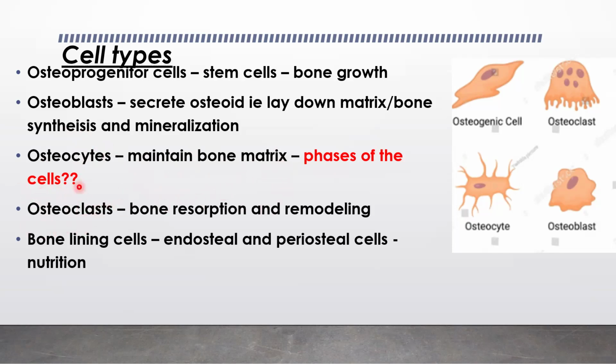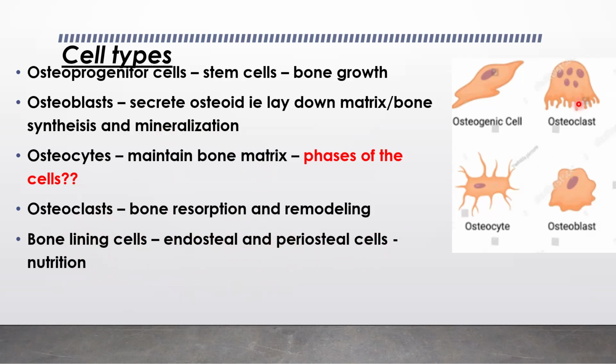Then the osteoclasts have a function in bone resorption and remodeling. These osteoclasts don't come from the osteoprogenitor cells. They are from the bone marrow, with a lineage that comes from the monocytes. Remember, these are the macrophages of the bone. Then the bone lining cells, you have the inner endosteal and outer periosteal cells. These cells provide nutrition to the bone and to the bone marrow. They are very active in terms of protein synthesis and nutrition to the other cell types.